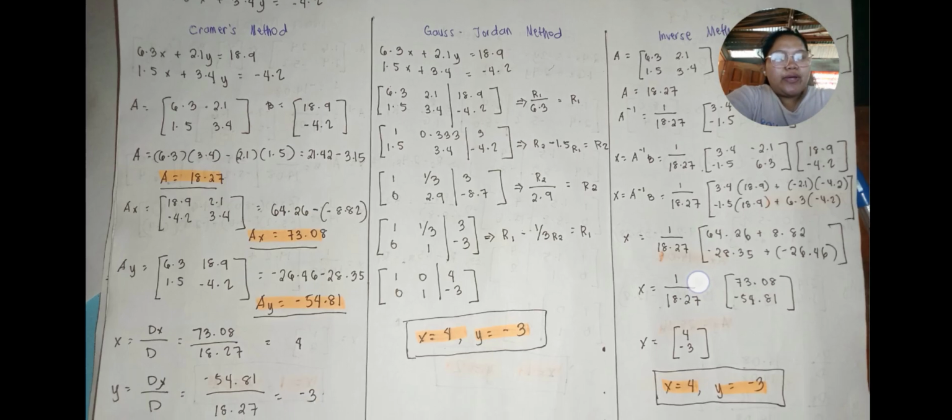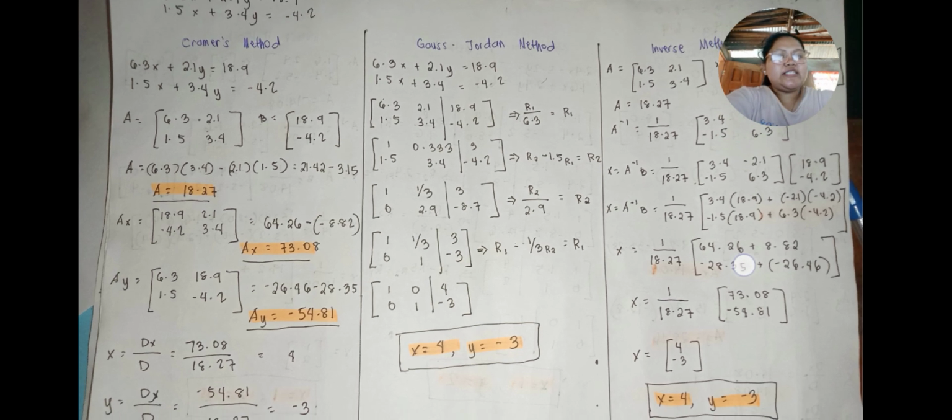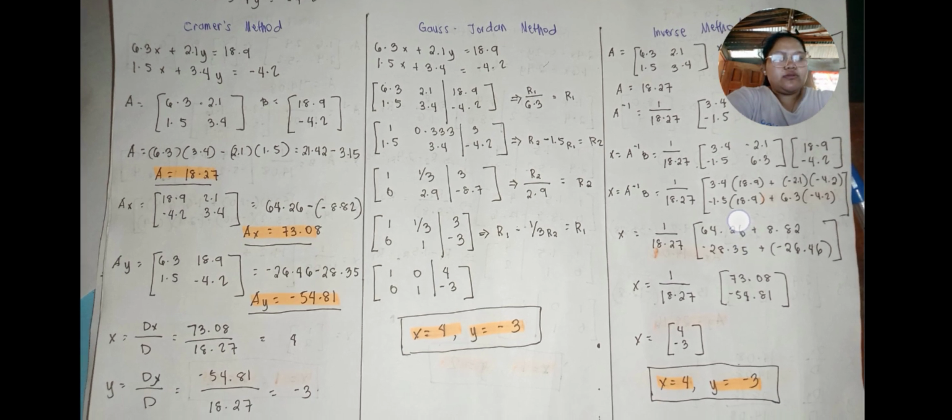So, our determinant Y is equal to negative 54.81. So, we are going to divide the determinant X over the determinant A and the determinant Y over the determinant A. So, 73.08 divided by 18.27 is equal to 4, and negative 54.81 over 18.27 is equal to negative 3. So, next, let us proceed with the Gauss-Jordan method.